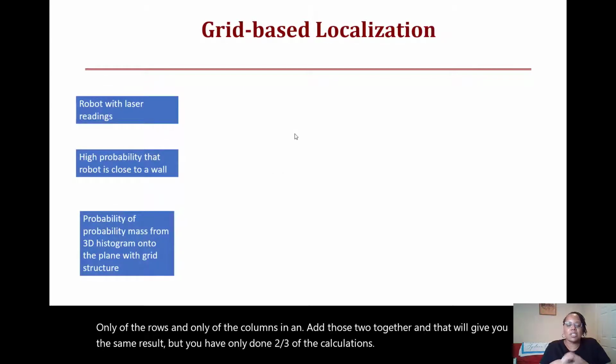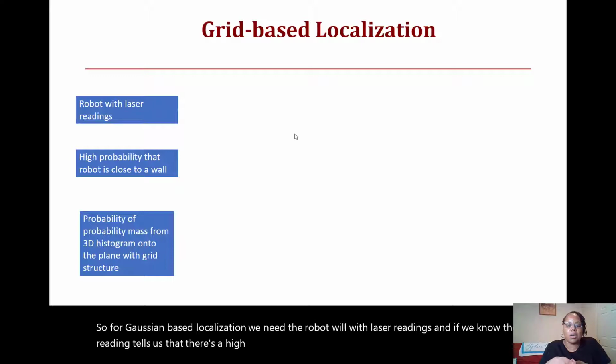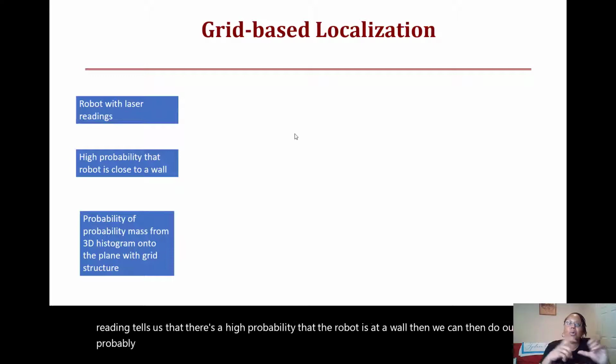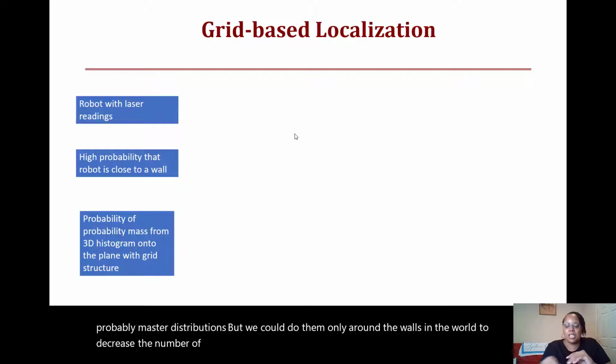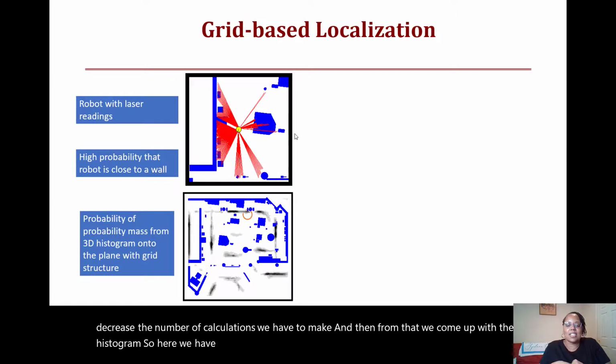So for Gaussian-based localization, we need the robot with laser readings. And if the reading tells us that there's a high probability that the robot is at a wall, then we can do our probability mass distributions, but we could do them only around the walls in the world to decrease the number of calculations we have to make. And then from that, we come up with the histogram. So here we have an example of that, where the robot has sensed that it's near a wall.